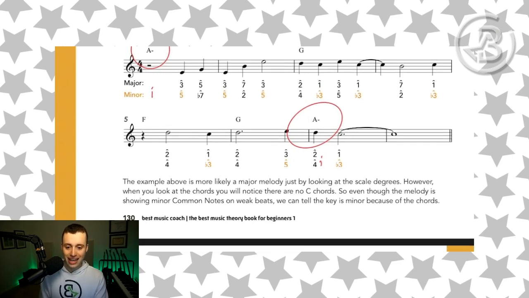So in summary, the example above is more likely a major melody just by looking at the scale degrees. However, when you look at the chords, you'll notice there are no C chords. So even though the melody is showing minor common notes on weak beats, we can tell the key is minor because of the chords. I will see you in the next lesson.